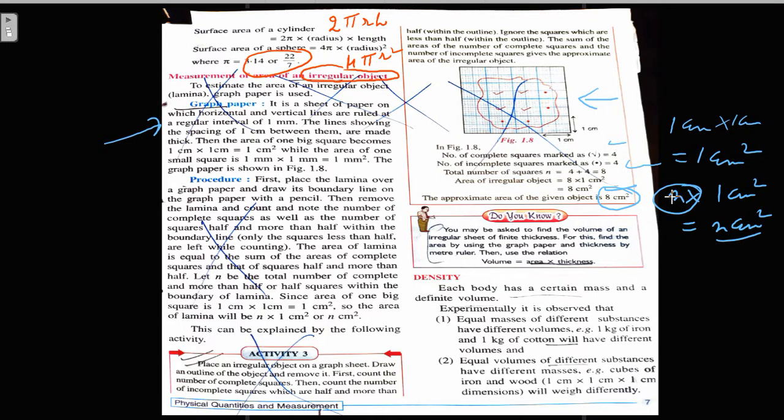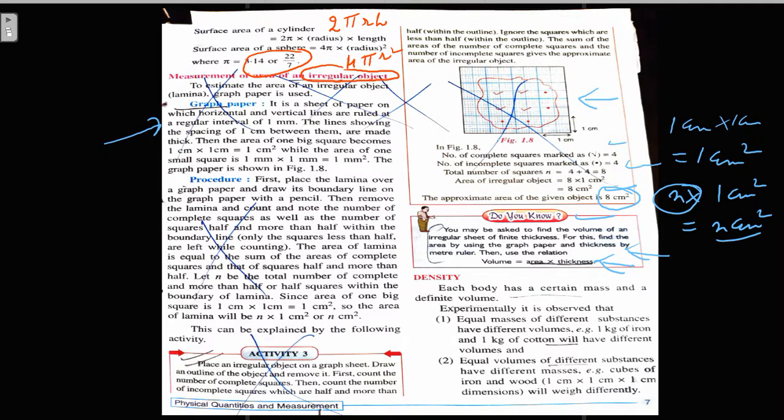Where n is the total number of complete and more than half or half squares within the boundary of the lamina. This is the lamina, right? So easy process. So here he is explaining that you may be asked to find the volume of an irregular sheet of finite thickness. So if this has been asked, then you don't need to panic. Volume equals area into the thickness of the sheet. This formula will be used.